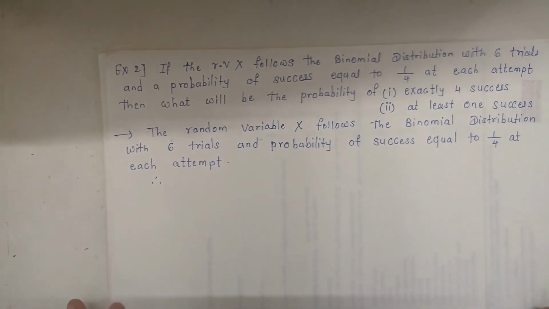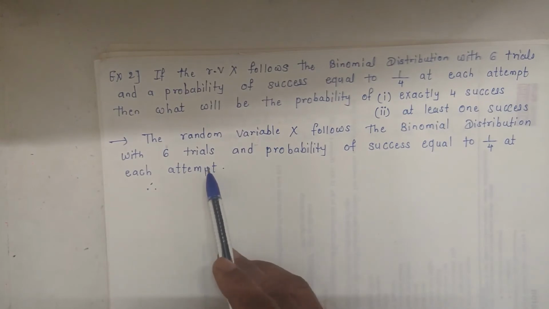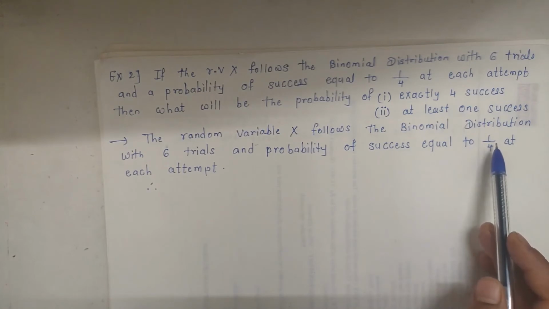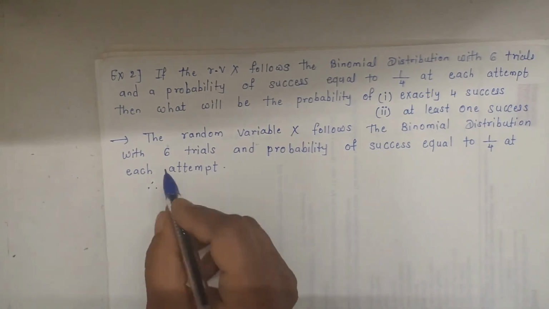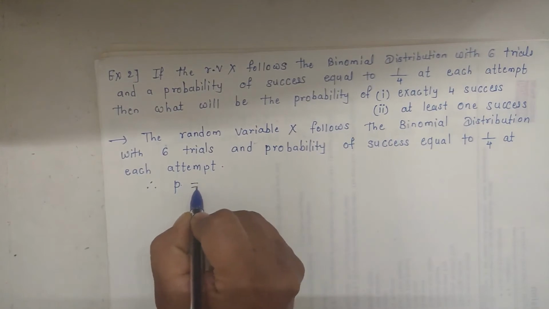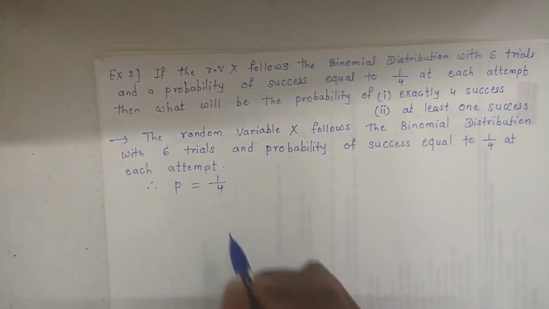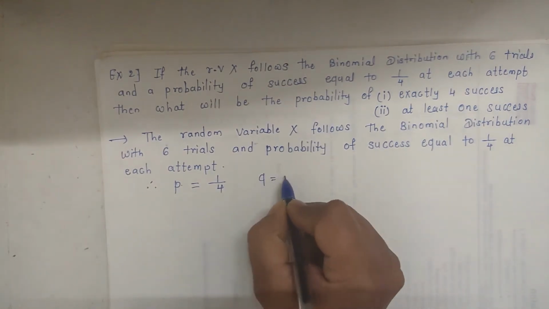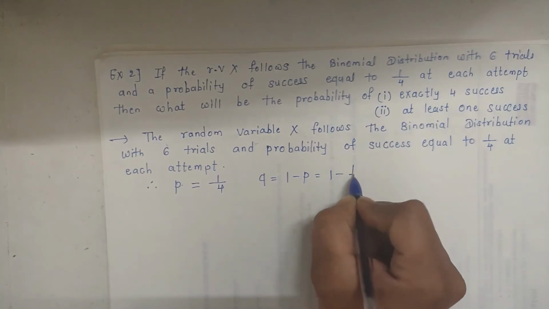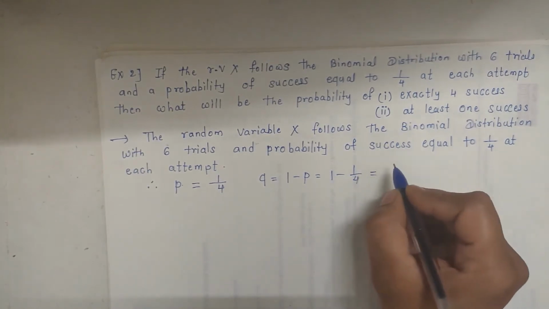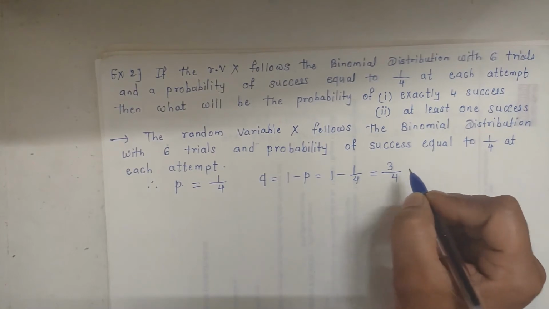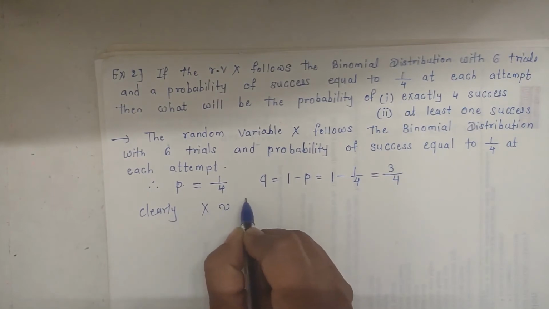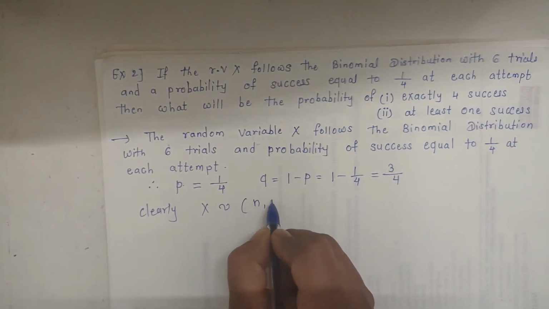Here x follows binomial distribution with 6 trials. So the value of n is equal to 6 and the probability of success p is given, which is equal to 1 by 4. Also q is equal to 1 minus p, which is equal to 1 minus 1 by 4, which is equal to 3 by 4. Now here clearly x follows the binomial distribution with parameters n and p.